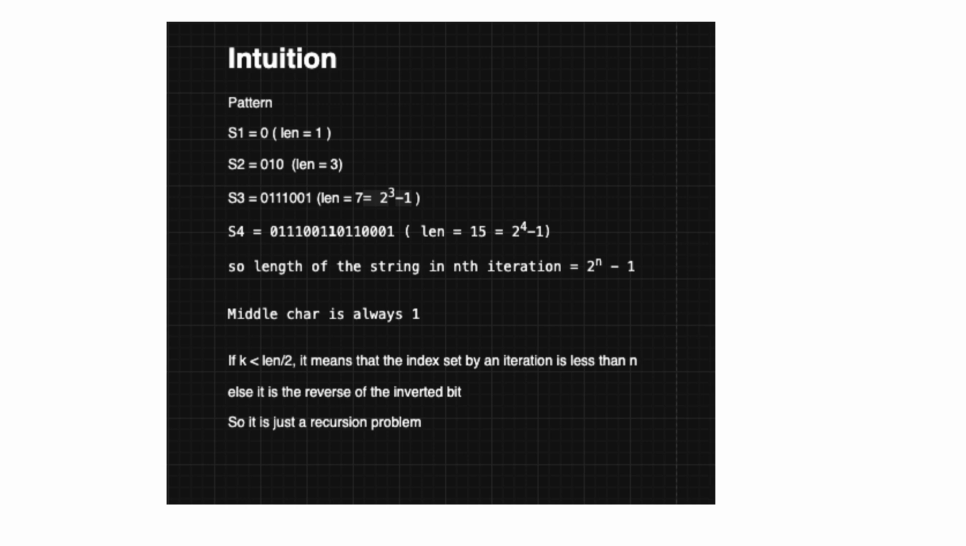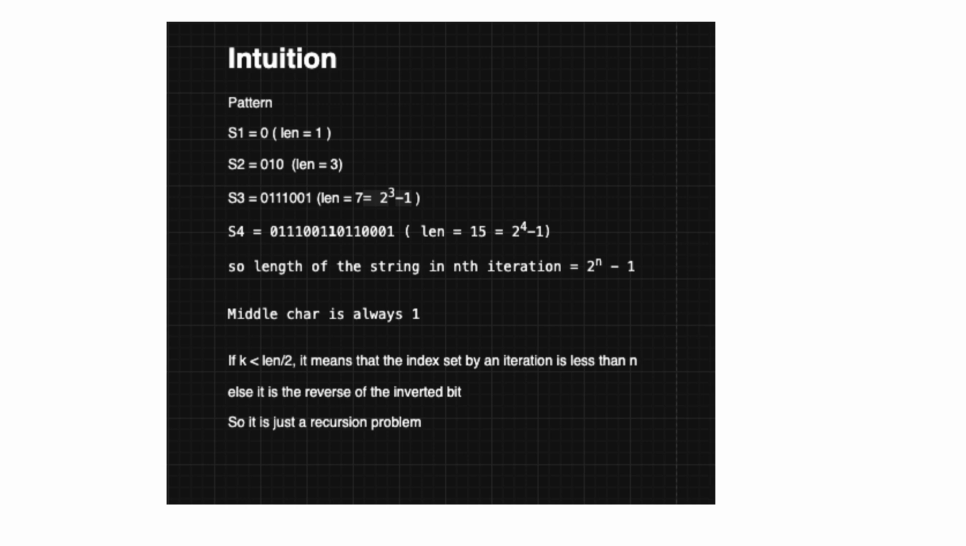This is extremely important. Now observe something even more interesting. Each string is previous string plus 1 plus reverse inverted previous string. So every string has a clear middle element. That middle element is always 1, because we are explicitly inserting 1 in the middle.